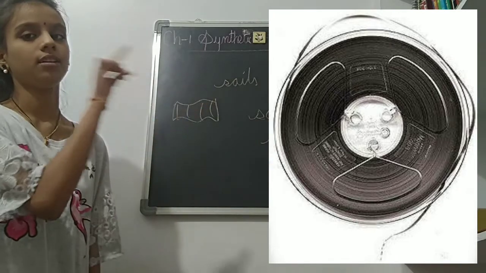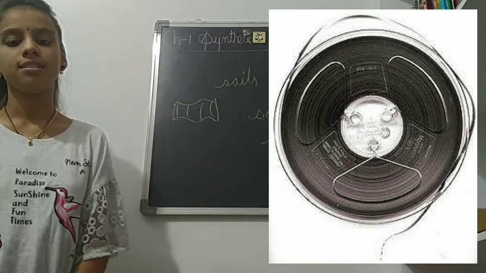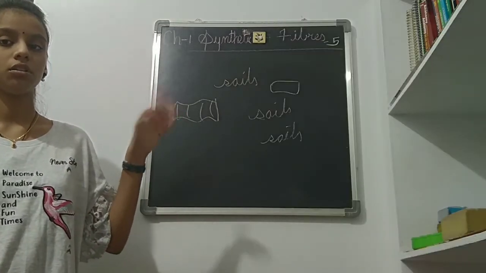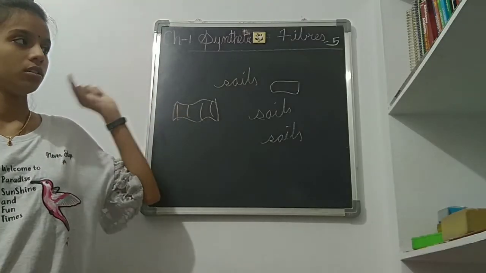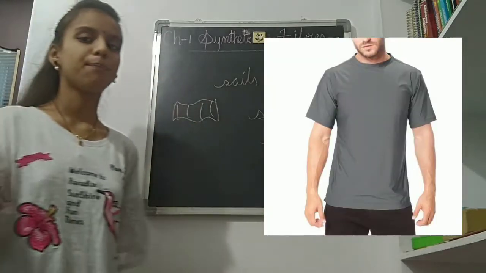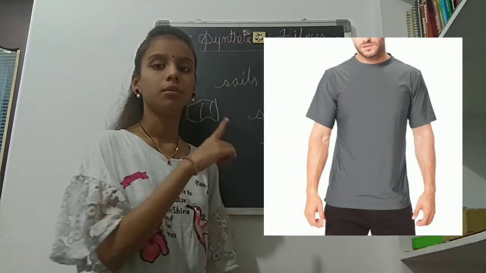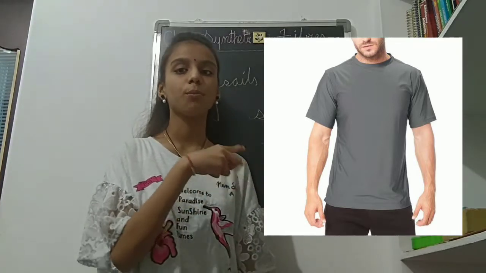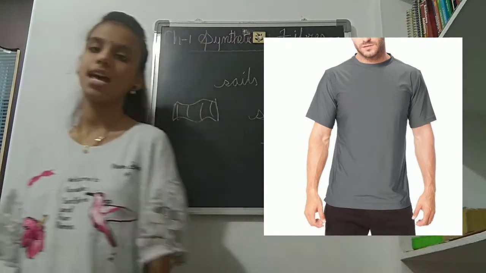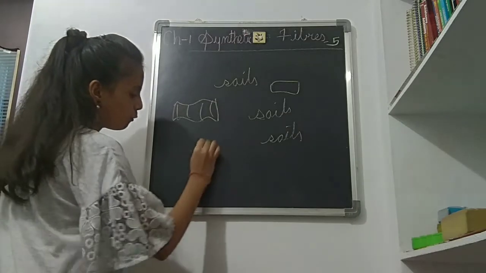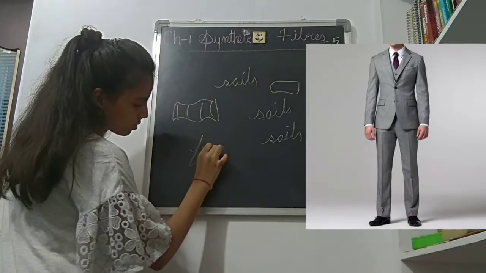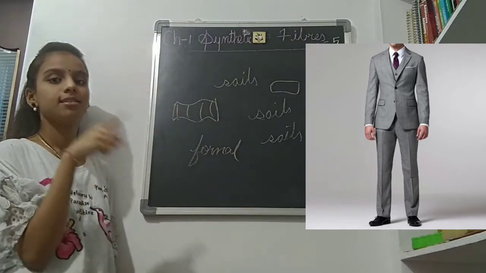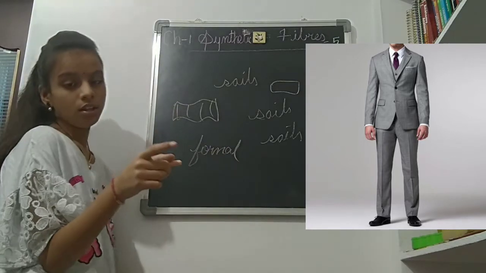See, this is the magnetic tape. And see, friends, I will press like this and one shirt will come. This is the polyester shirt. Okay, it is made of polyester. And skirts. This skirt is also made of polyester. And the next and last example of polyester is formal suits. This is the formal suit. Okay.